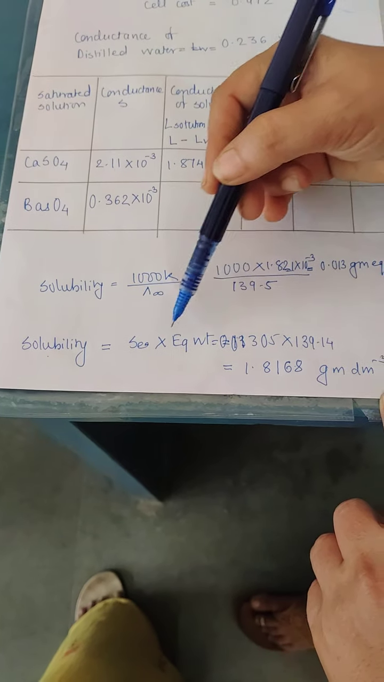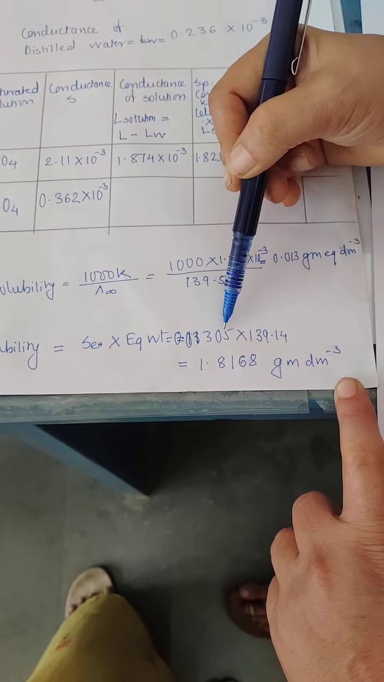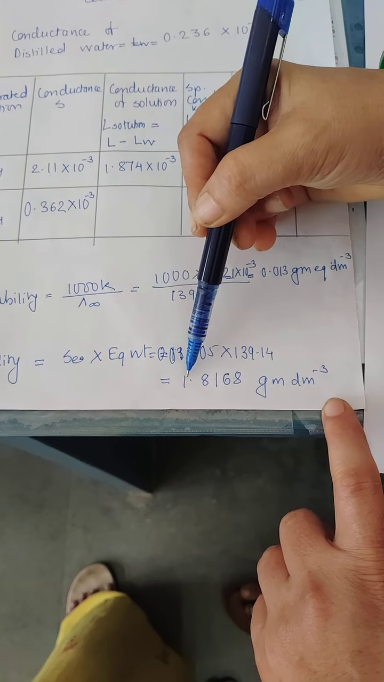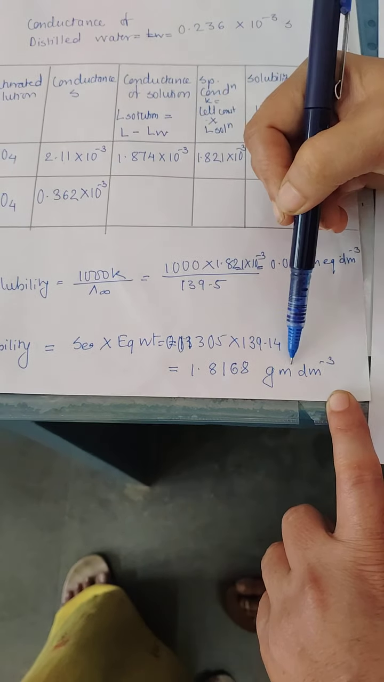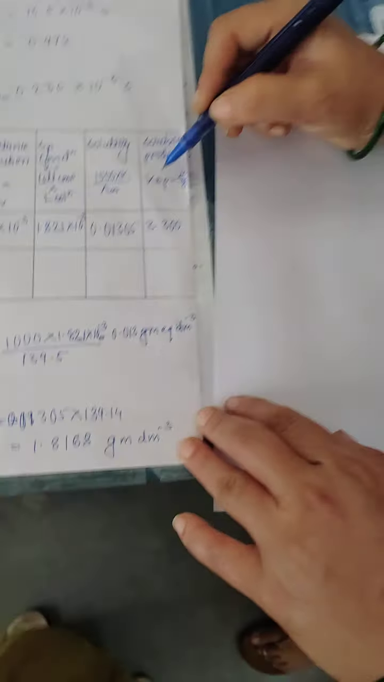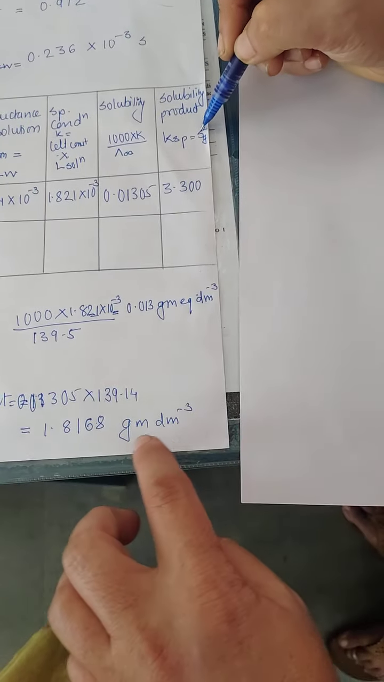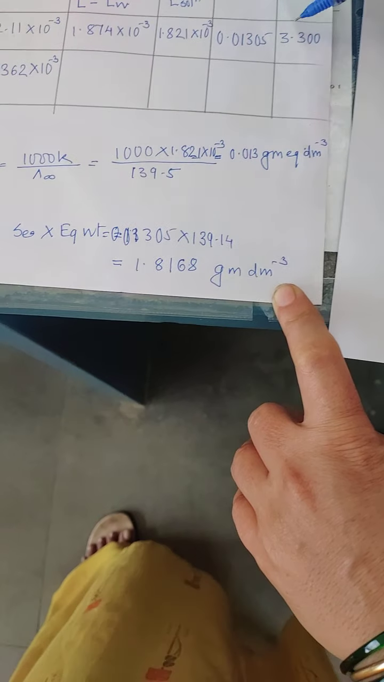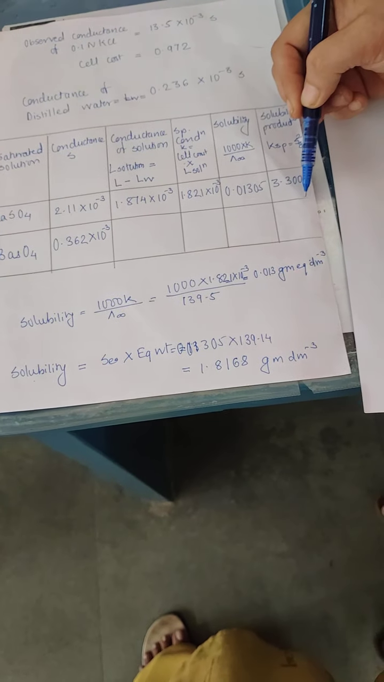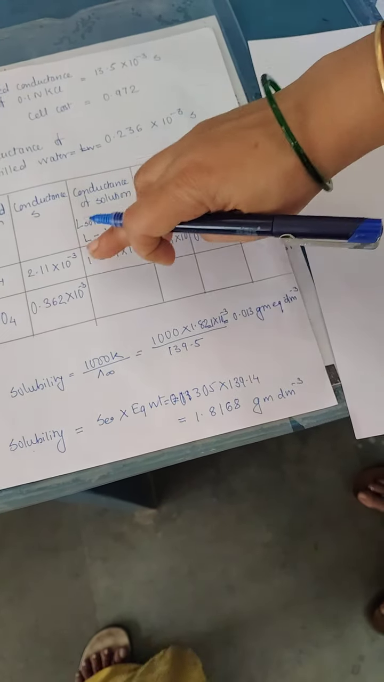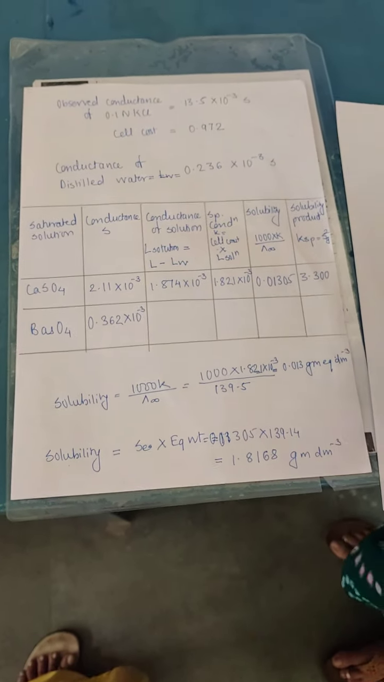So the solubility in gram equivalent per dm cube is 0.01305, multiplied by the equivalent weight of calcium sulfate, 139.14. You will get the answer as 1.8168 grams per dm cube. This is the solubility in grams per dm cube. Then you have to find out the solubility product, KSP, which equals the solubility in gram per dm cube squared. The solubility in gram per dm cube is 1.8168, and the square of this is 3.30. This is for calcium sulfate. In the same way you can calculate it for barium sulfate. So in this way, the solubility and solubility product for both calcium sulfate and barium sulfate are determined. That's all for the experiment.